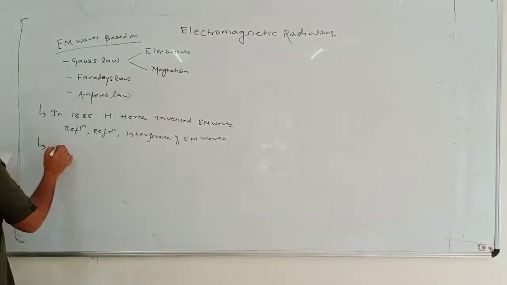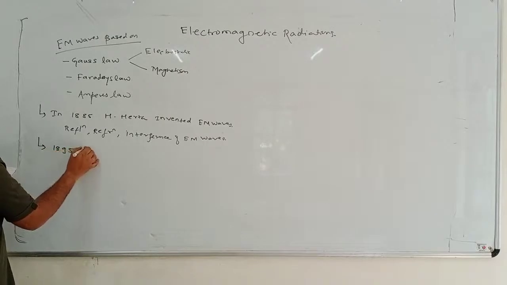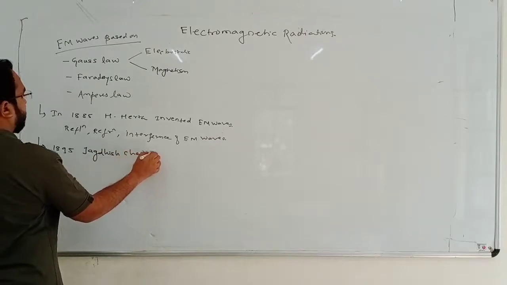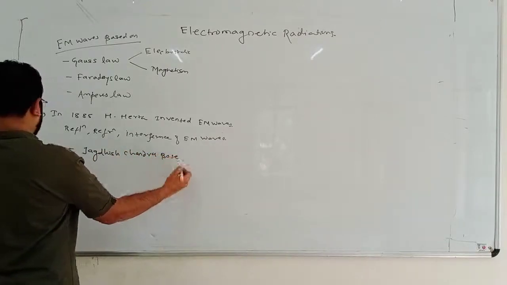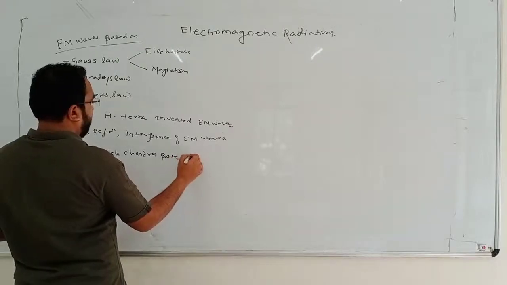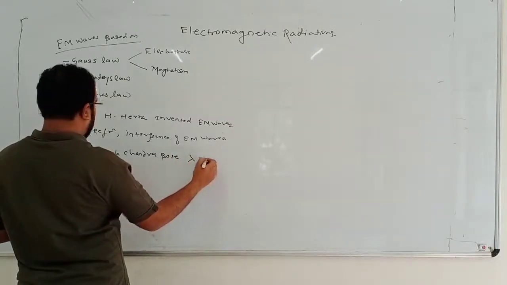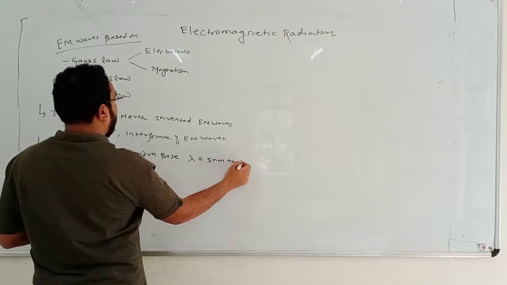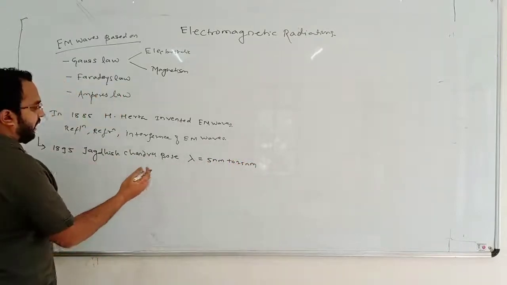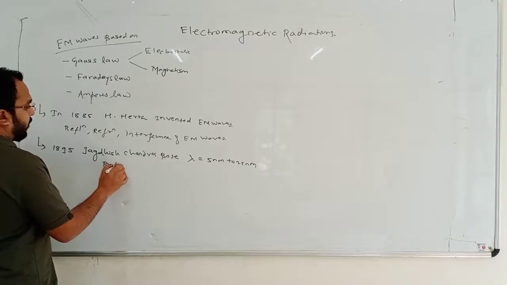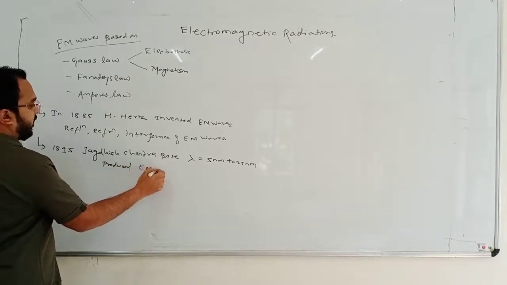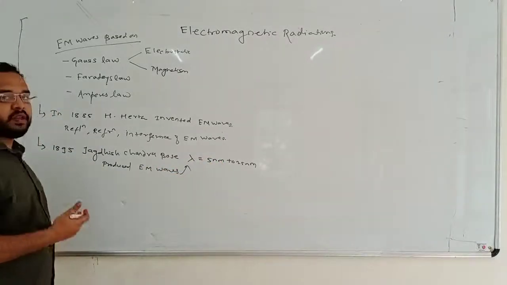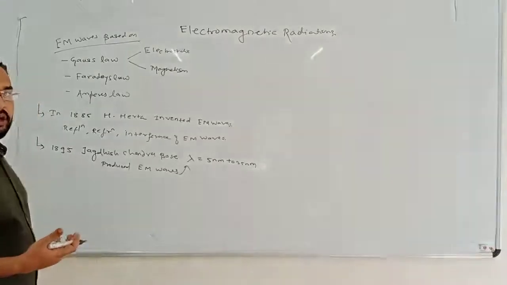It is not accepted by scientific organizations. So in 1895, Indian scientist Jagdish Chandra Bose produced electromagnetic waves of wavelength 5 nanometer to 25 nanometer. But his study was limited up to the laboratories only.